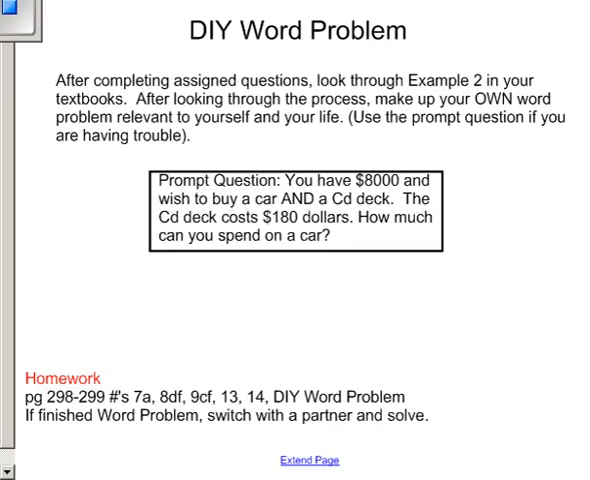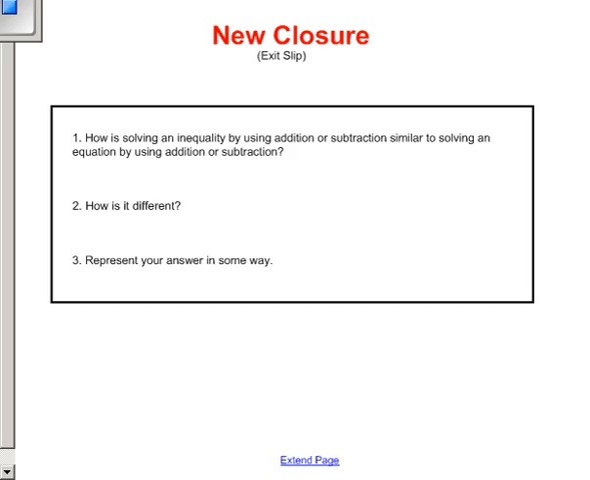So for the closure, I didn't really have a closure. I just sent them home with their homework. But this would be a new exit ticket. How is solving an inequality by using addition or subtraction similar to solving an equation by using addition or subtraction? Because that brings the whole lesson together, how we're linking equations and inequalities, and then how is it different, and represent your answer in some way. So no grade is assigned, it's just something to see if they caught on.